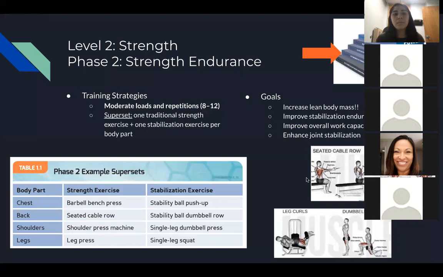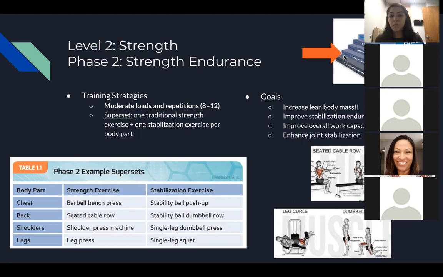So next we're going to be talking about the next level in our OPT model. Once you have that foundation, you want to start building up on your strength endurance. And the goal for this level here is you want to increase your lean body mass. And one way that you can do that is through supersets.